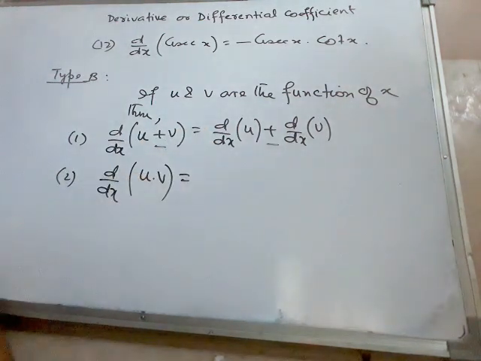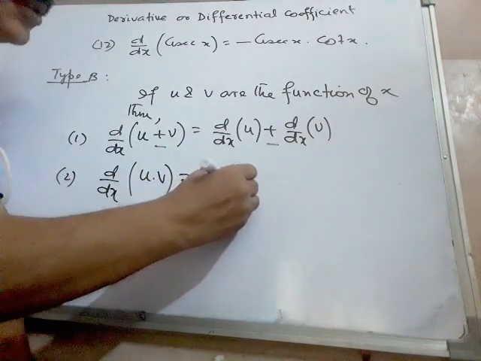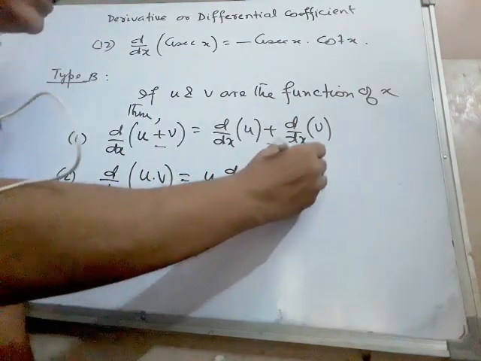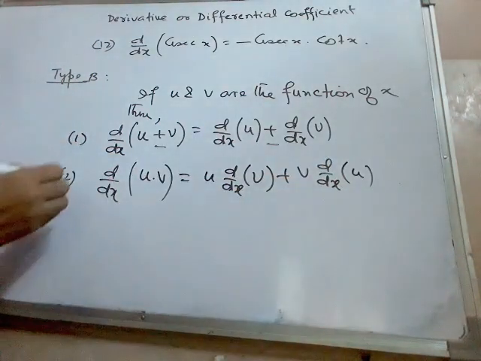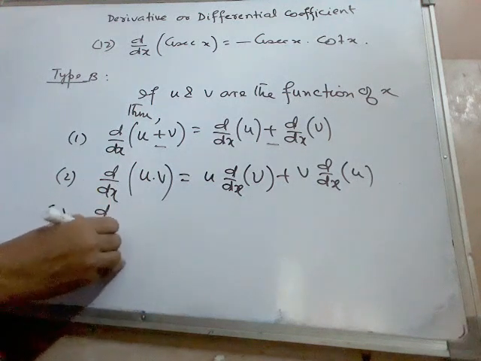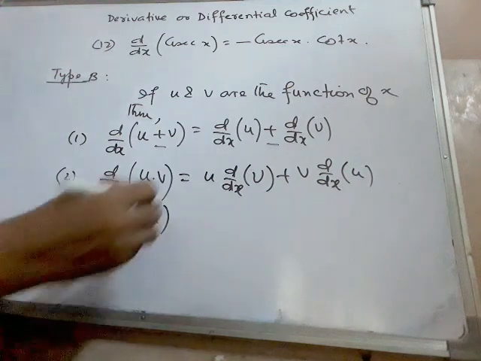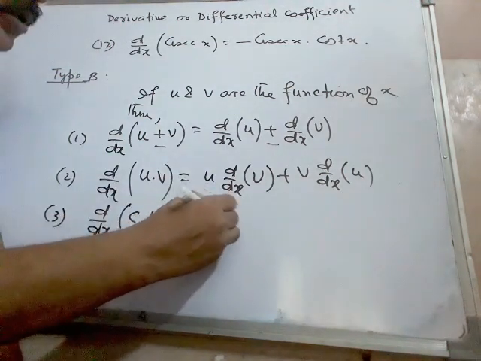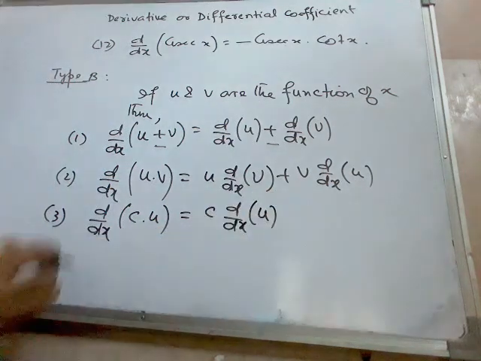Then if you consider u as the first function and v as the second function, then it is first function into derivative of the second plus second function into derivative of the first. Formula number 3: d/dx of c into u, where c is a constant, can be written as c outside, d/dx of u.